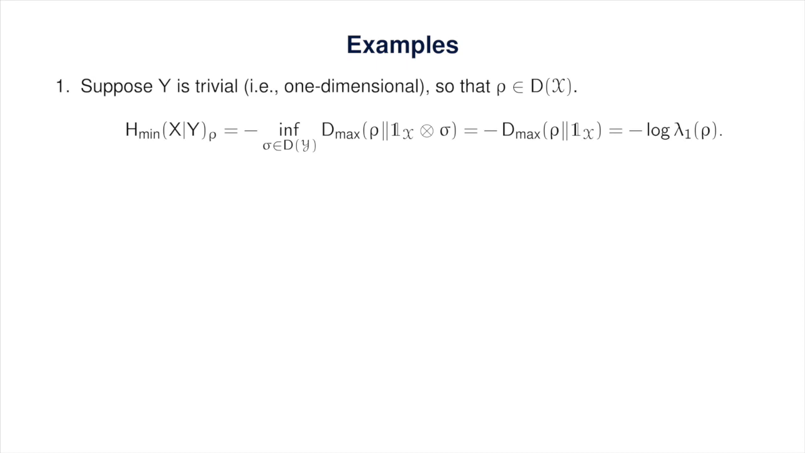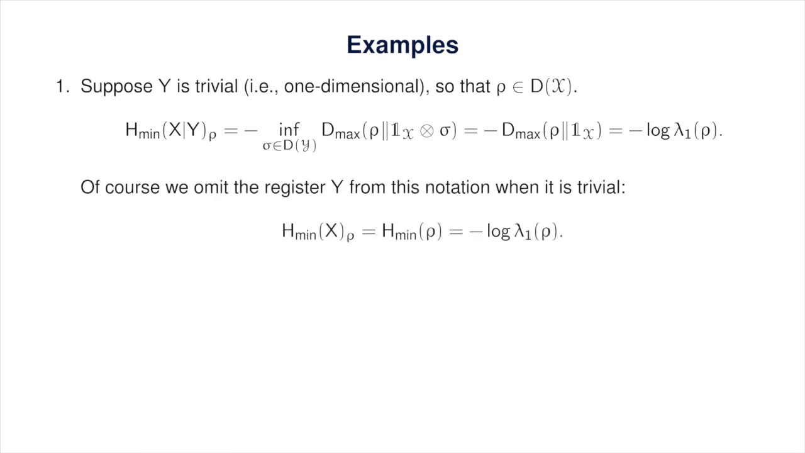Of course, we omit the register y from the notation in this case, and we just call this the min-entropy of x, or the min-entropy of rho. If you've ever encountered the min-entropy for probability distributions, this is exactly how you would expect this quantity to be defined for quantum states. Next, let's imagine that rho is a product state of x and y. Let's say sigma tensor psi, for those being states of x and y respectively.